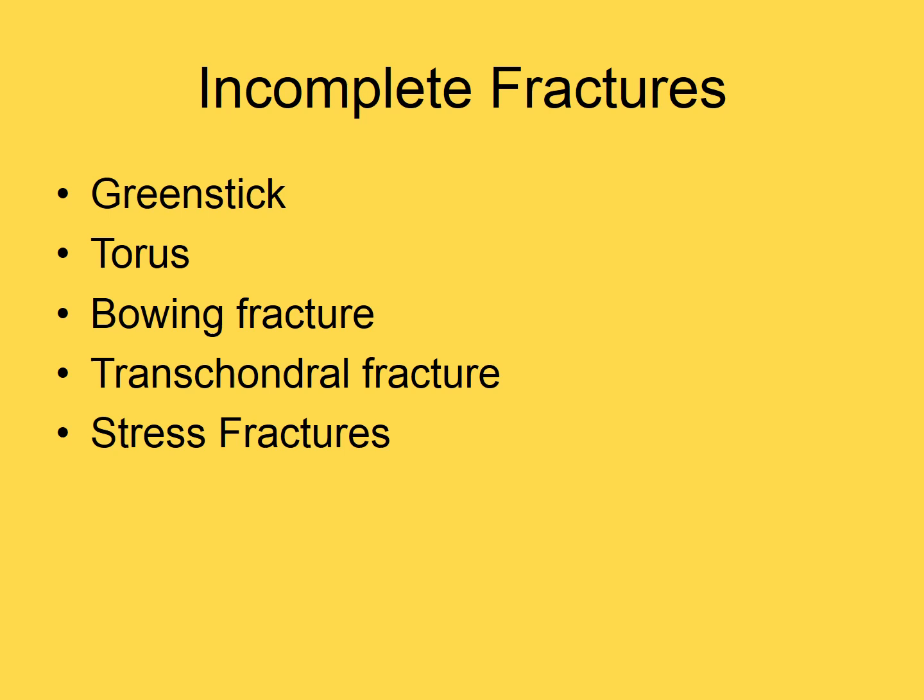And then you have the torus, T-O-R-U-S. Here the bone cortex buckles, but does not break. It's common and seen with osteoporosis. Bone fracture, so it's bending of the bone, and then you have the transcondylar fracture. Here, what you have is the separation of the cartilage surface from the bone shaft.